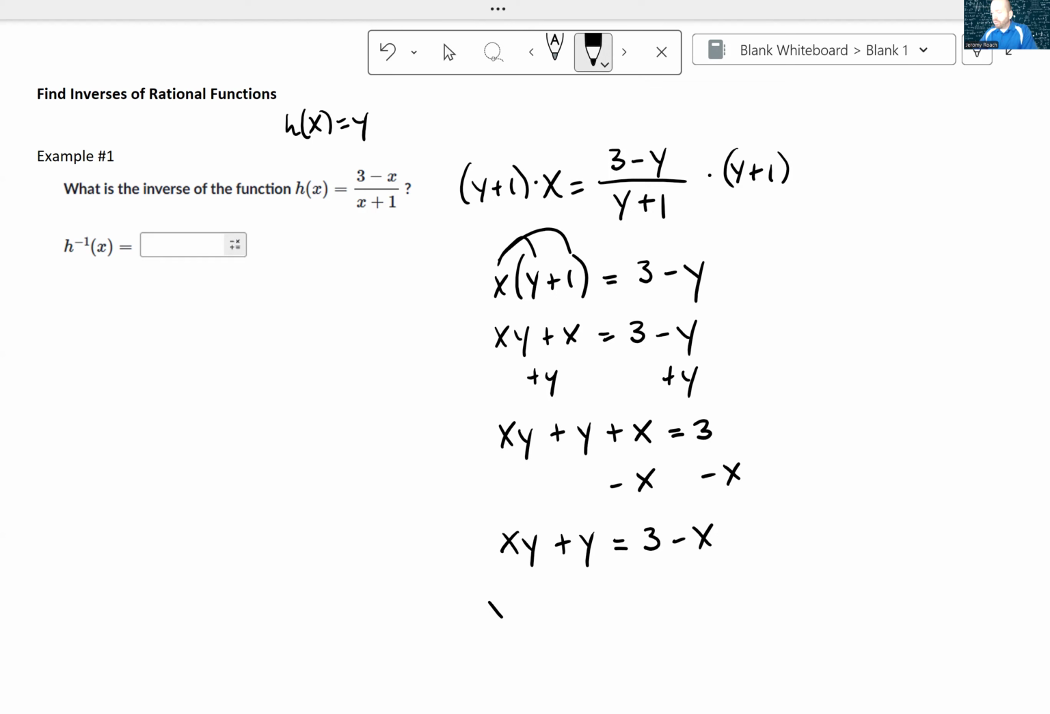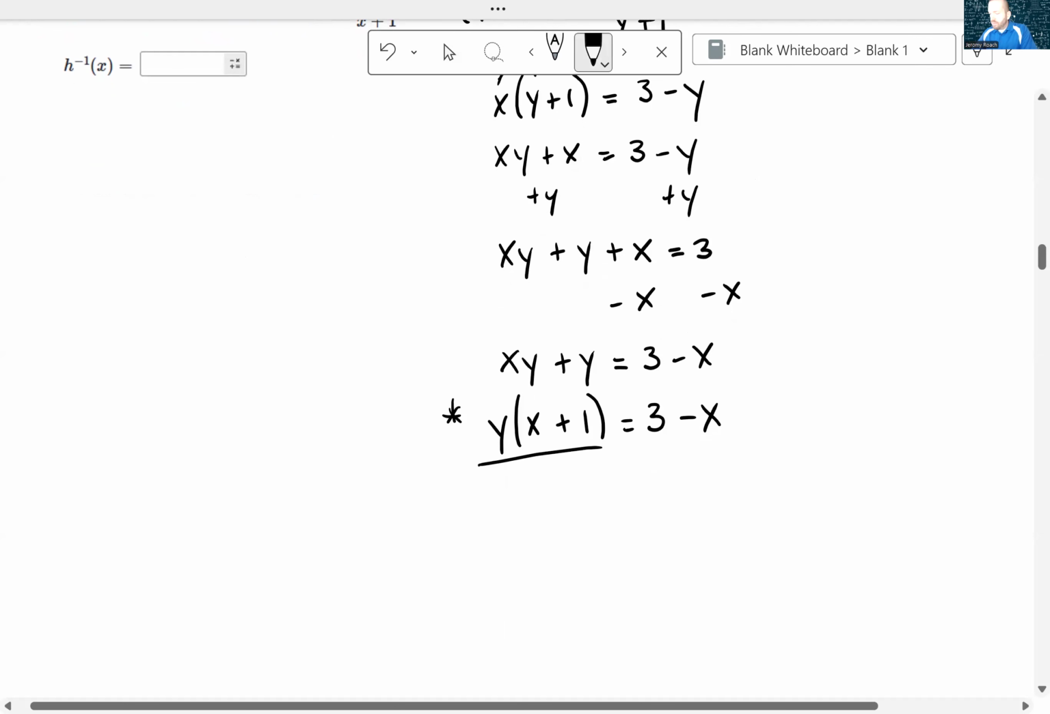Now we're going to factor out a y. We get x plus 1, because when we take out a y, 1 times y is y, and of course, x times y is y times x. So we just factored out the greatest common factor, which is y. I think this is probably the toughest part of all the steps. So now this is 3 minus x.